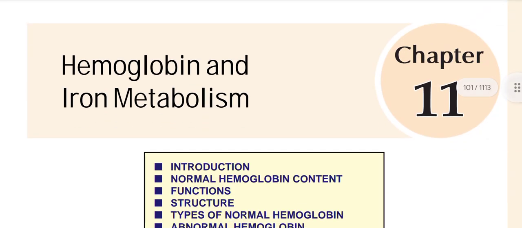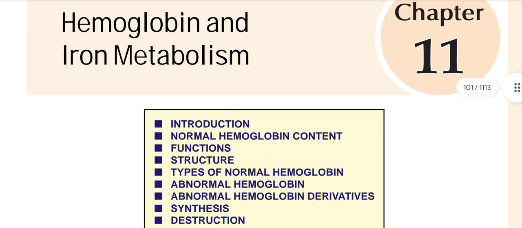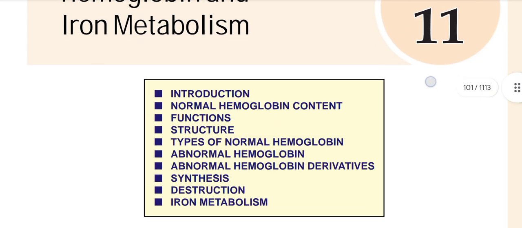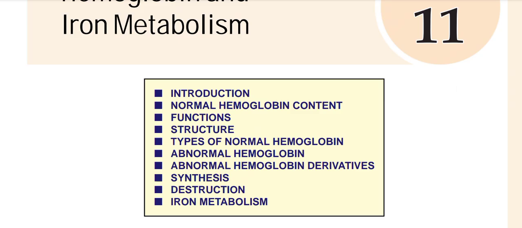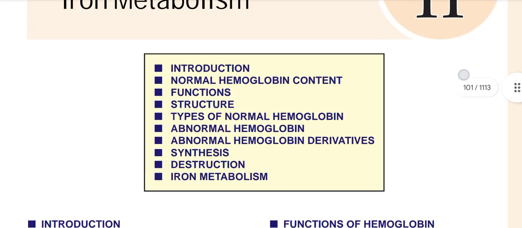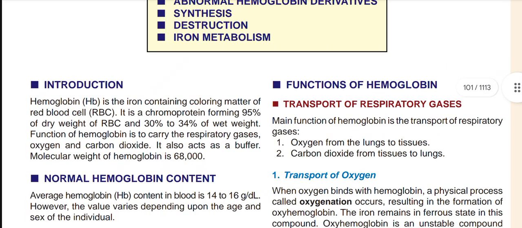So today we will discuss the introduction part, then normal hemoglobin content, function, structure, then types of normal hemoglobin, then abnormal hemoglobin derivatives, then synthesis and then destruction and then iron metabolism. So today our topic is very big. So let us start. Let us introduce first.